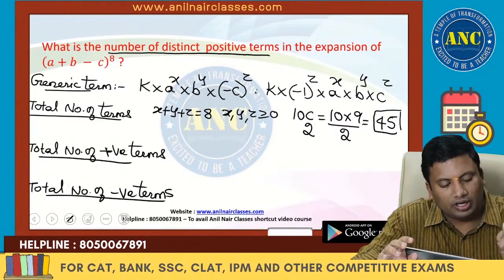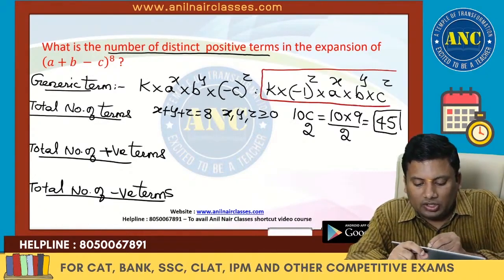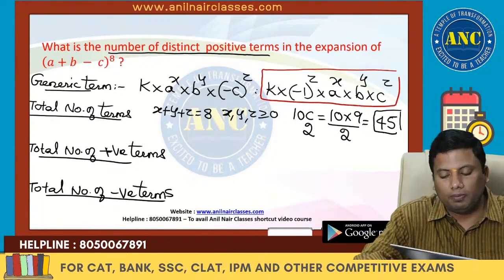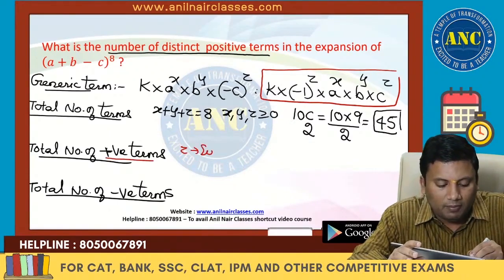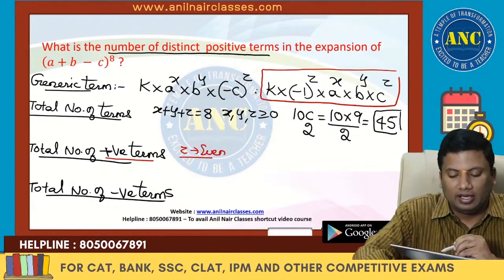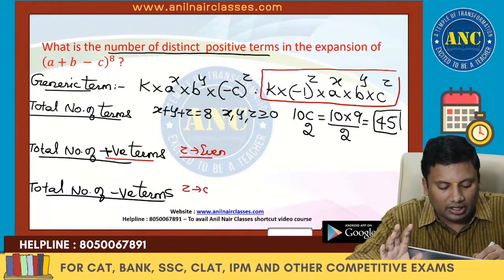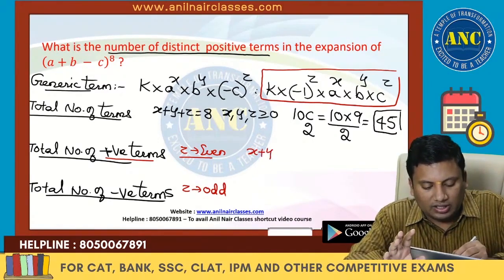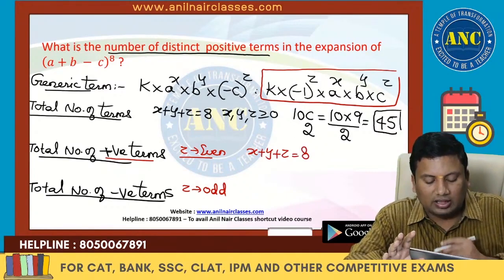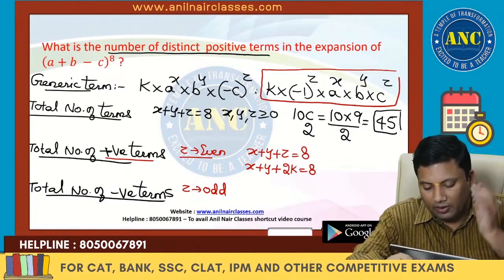Now see here, how to determine the total number of positive terms. This is the generic term, k into minus 1 power z into a power x into b power y into c power z. Because it is positive, z should be even. Minus 1 power even results in positive. I hope it is clear. For the negative terms, z will be odd. This is the first understanding. So x plus y plus z is 8, with z equal to 2k.